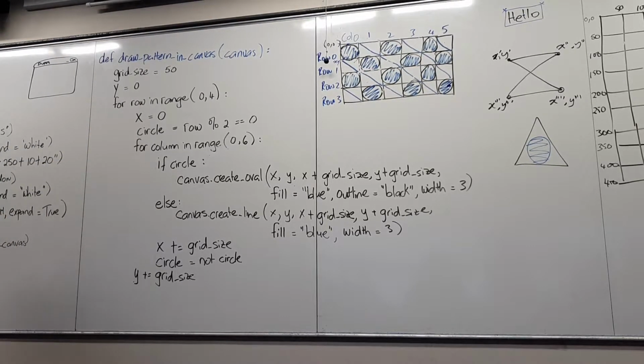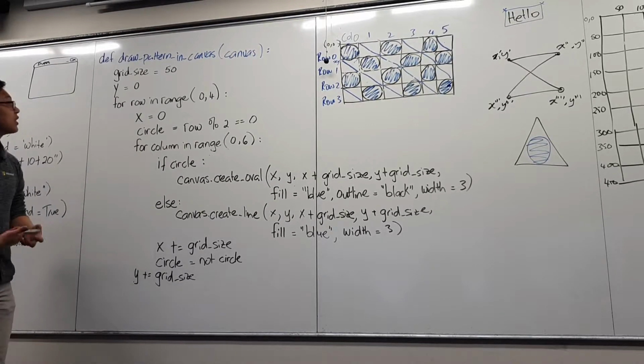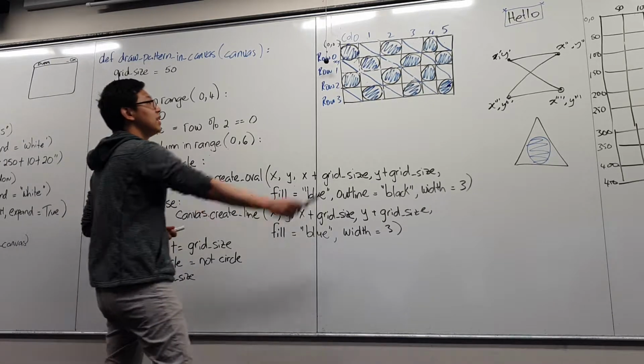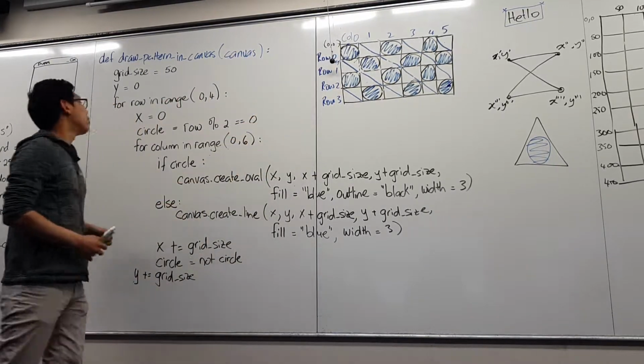But I need to make sure that whenever I go to a new column or a new row, I go to the correct spot. So that's why I have these 2 values here. Y is initialized to 0. That means I want to start here on the y value.